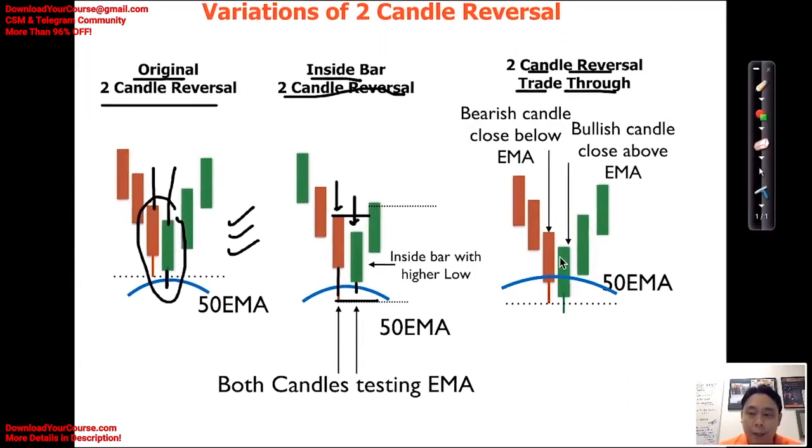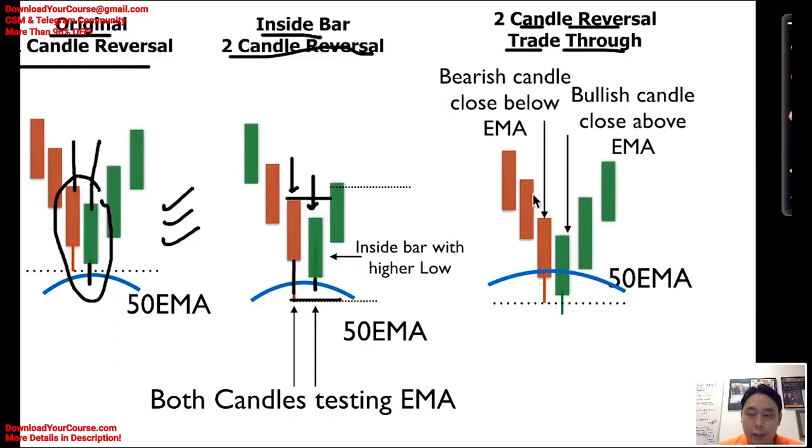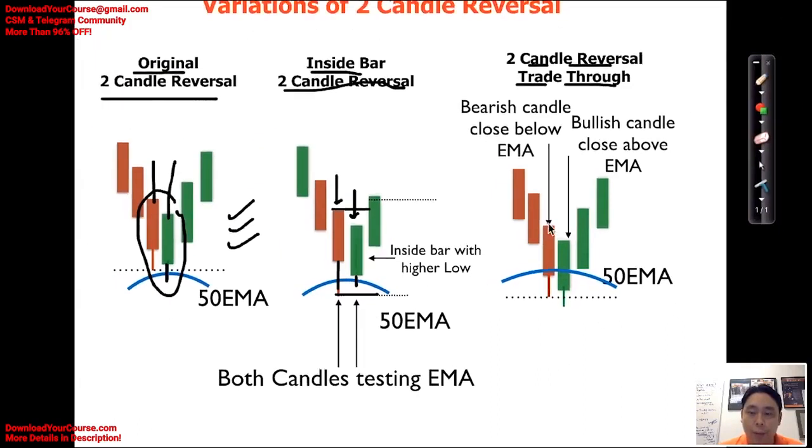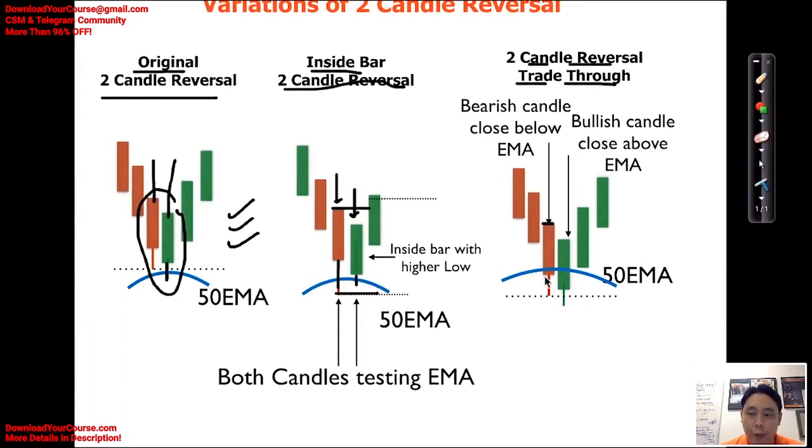Okay? So in this instance, the first candle must be a bearish candle, which opens above the moving average and closes below the moving average. And the second candle must open below the moving average and close above the moving average, showing that it has traded through the moving average.